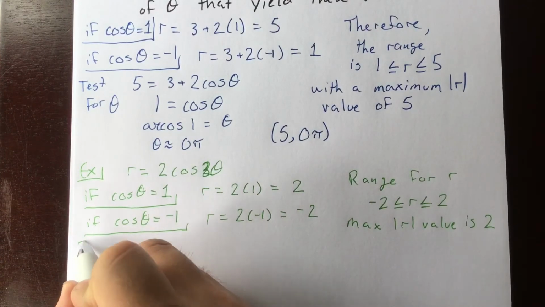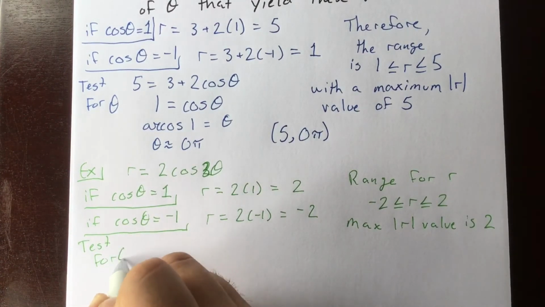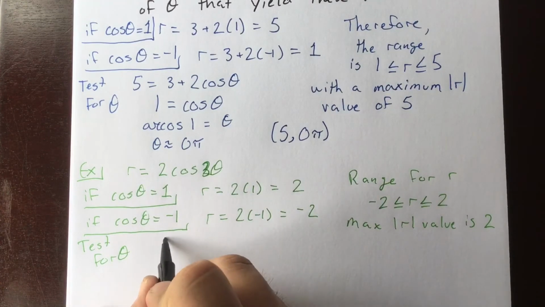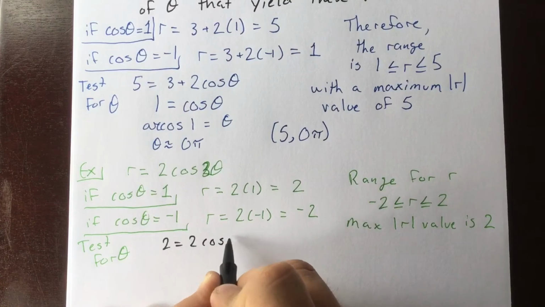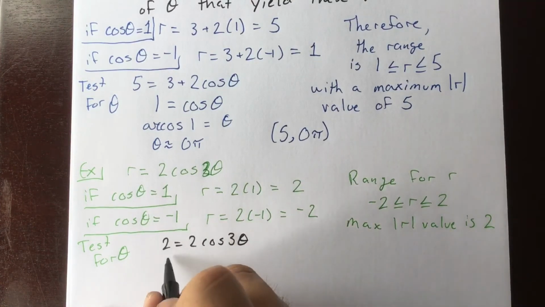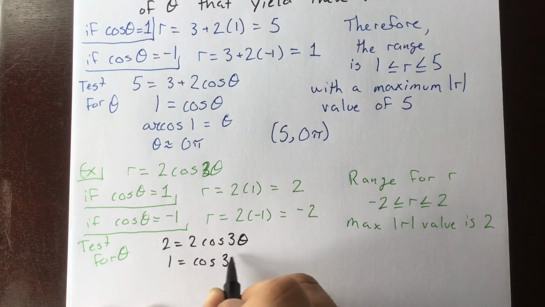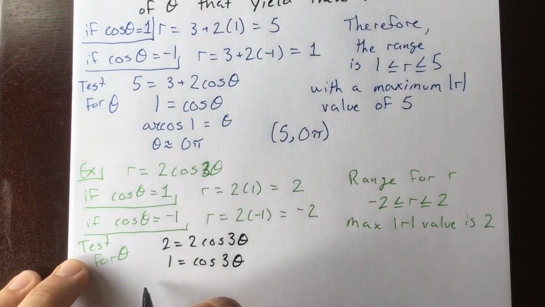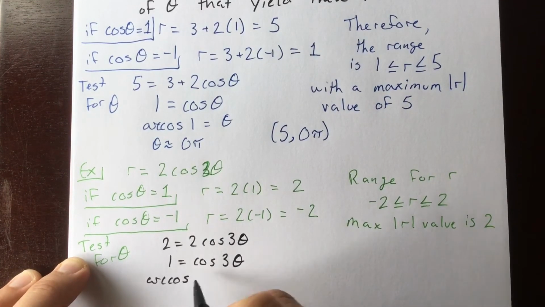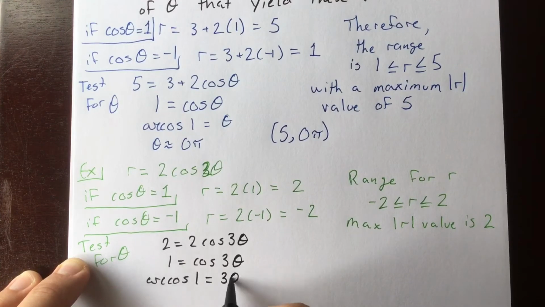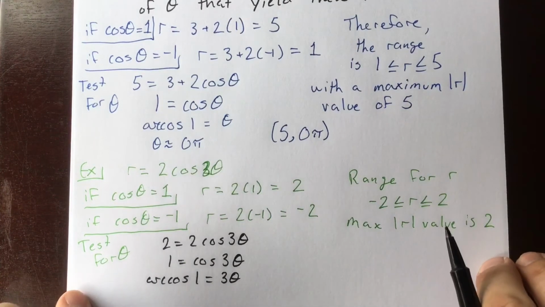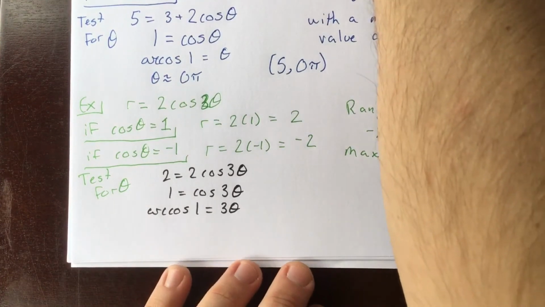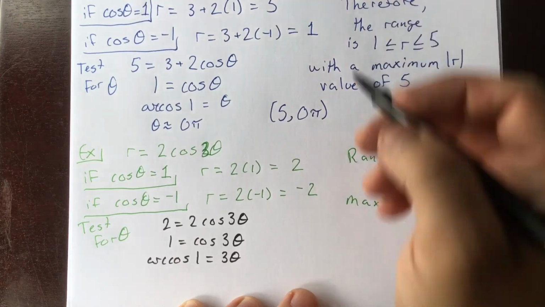So this is where we test for theta. So we substitute 2 back in, we use a different color. 2 equals 2 cosine of 3 theta. Divide by 2, we get 1 equals cosine of 3 theta. So because we have a 3 theta within the cosine function, when we take the arc cosine of 1, it is going to equal 3 theta. All right, so we're thinking cosine is 1 when? Cosine is 1 at 0 pi.